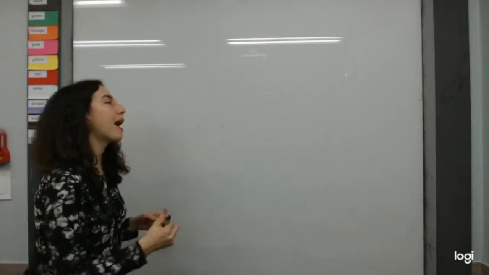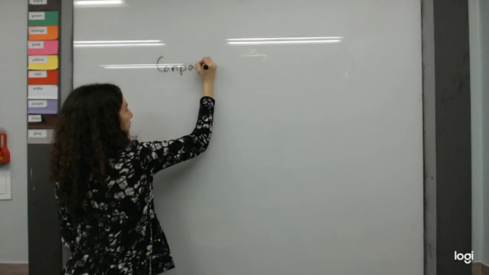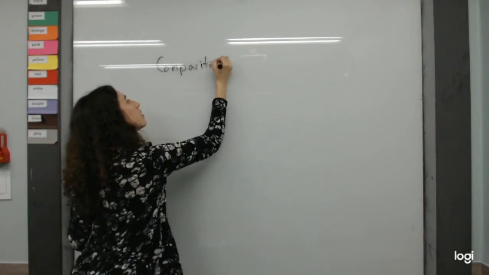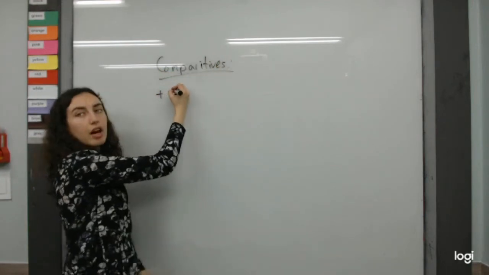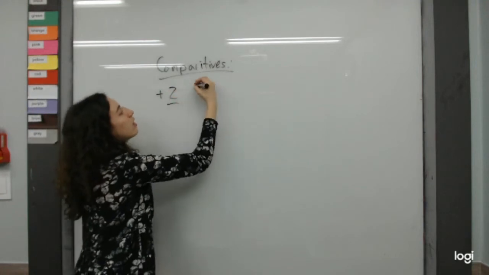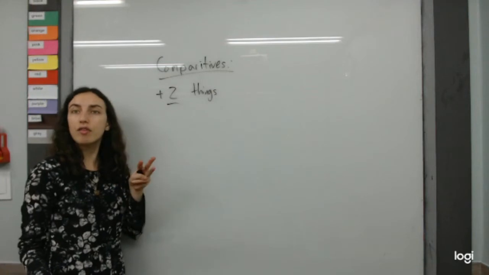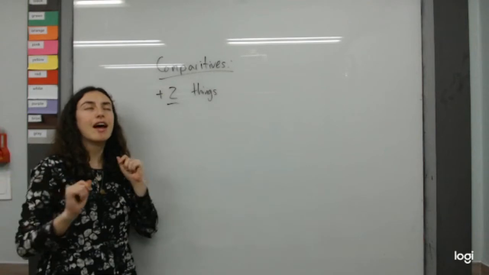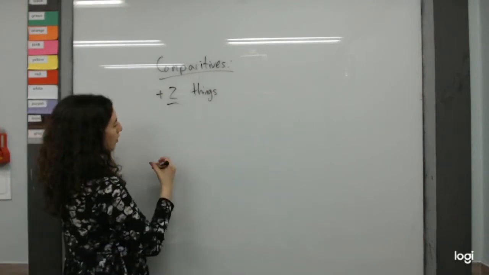Okay, so the other thing we need to practice today is comparatives. So, remember, comparative is what we use if we are talking about two things. Not one thing, not three things, two things. Not 10 things, not 100 things, two things we use comparatives, okay?